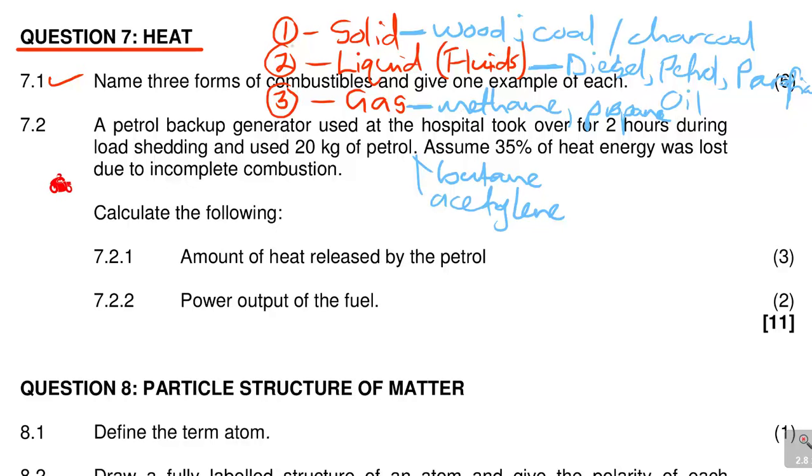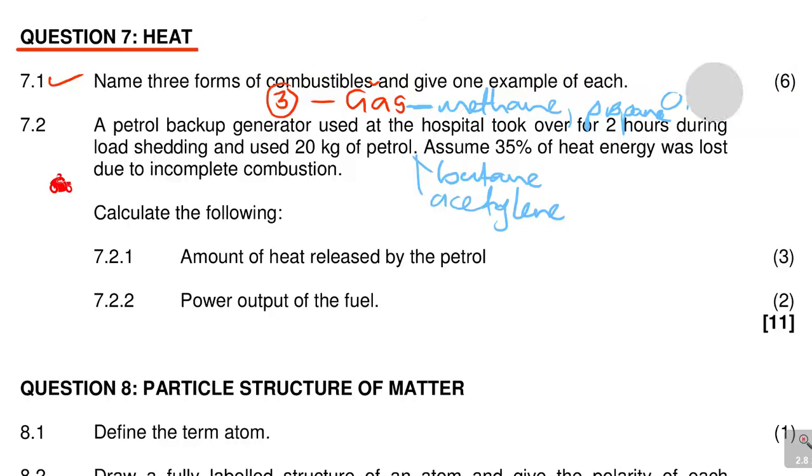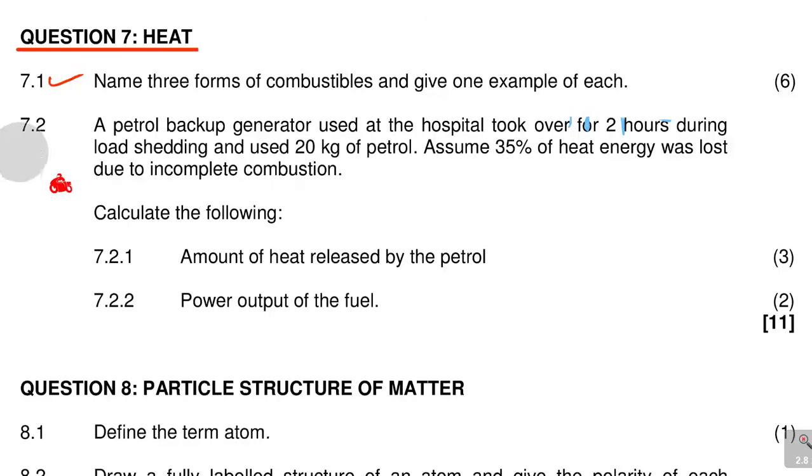So these are three forms, in a way, three states of matter, but in this case they call them combustibles. So they are solids, they are liquids, and they are gases. So it's 6 marks, and to me this is a good 6 marks, if ever you are working on that.